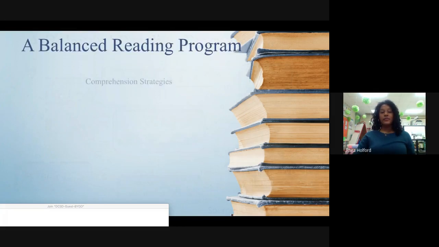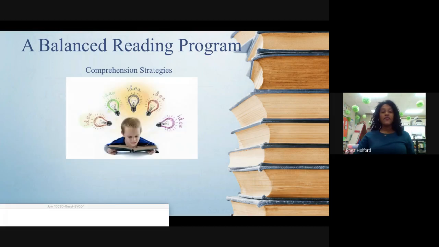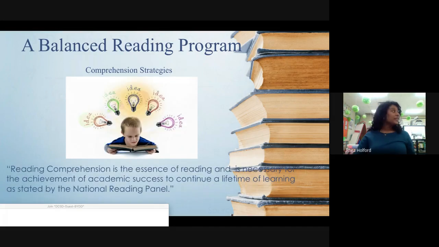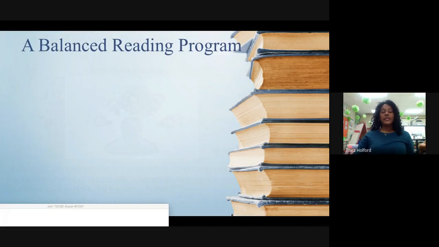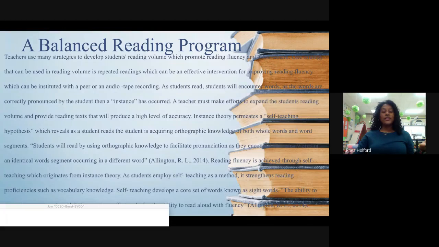So a balanced reading program, comprehension strategies. Reading comprehension is the essence of reading and is necessary for the achievement of academic success to continue a lifetime of learning, as stated by the National Reading Panel. A balanced reading program. Teachers use strategies to develop students' reading volume, which promote reading fluency and achievement.